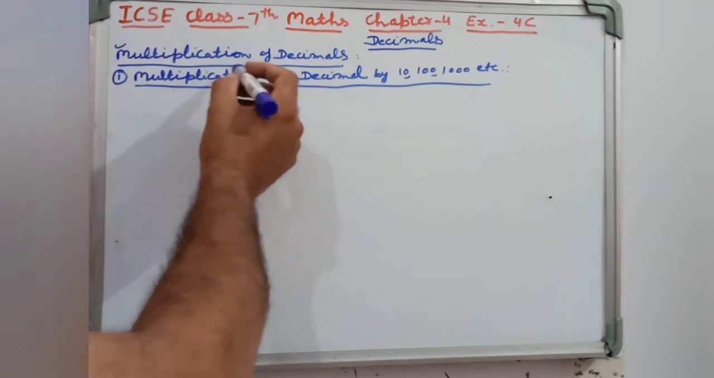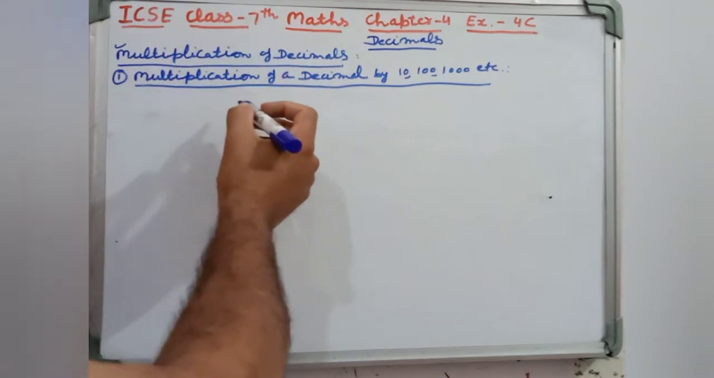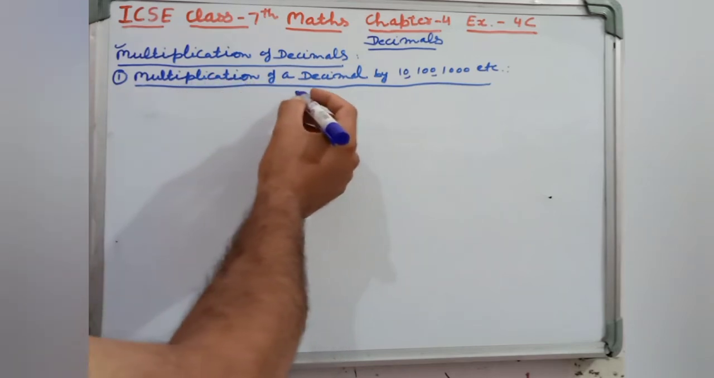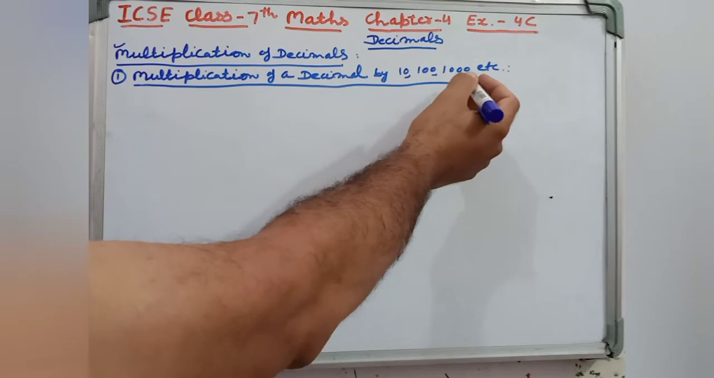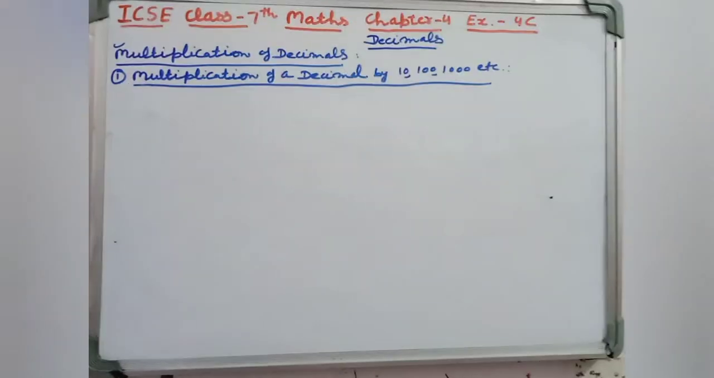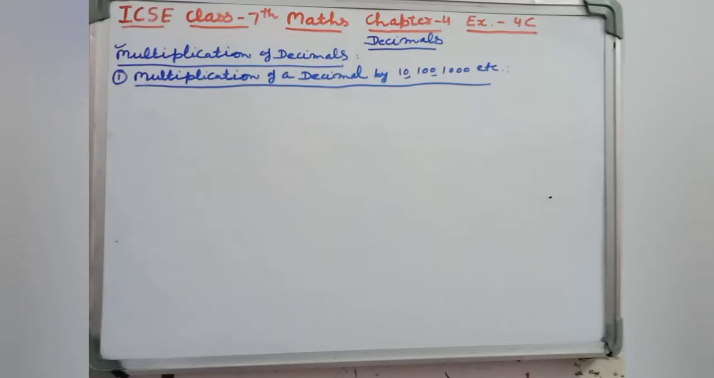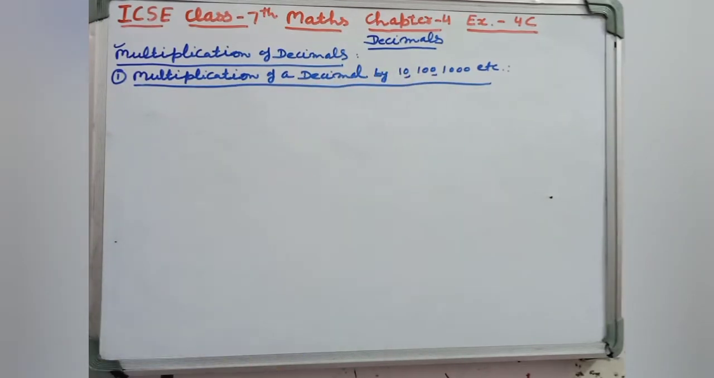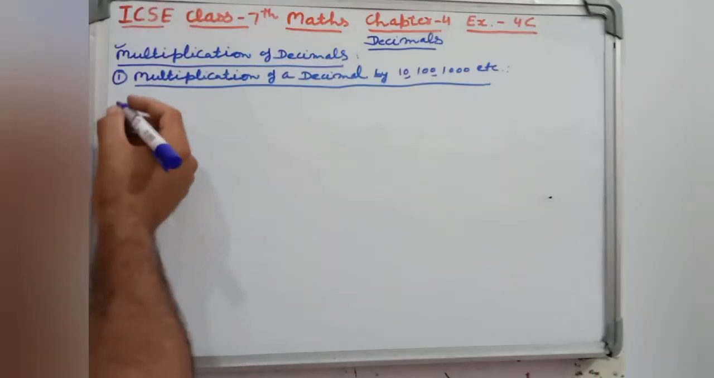For multiplication of decimals, we have divided this in three parts. We will understand it in three parts. First is multiplication of a decimal by 10, 100, 1000, 10,000, lakh, that is multiples of 10. We will understand multiplication of a decimal by multiples of 10 by example.